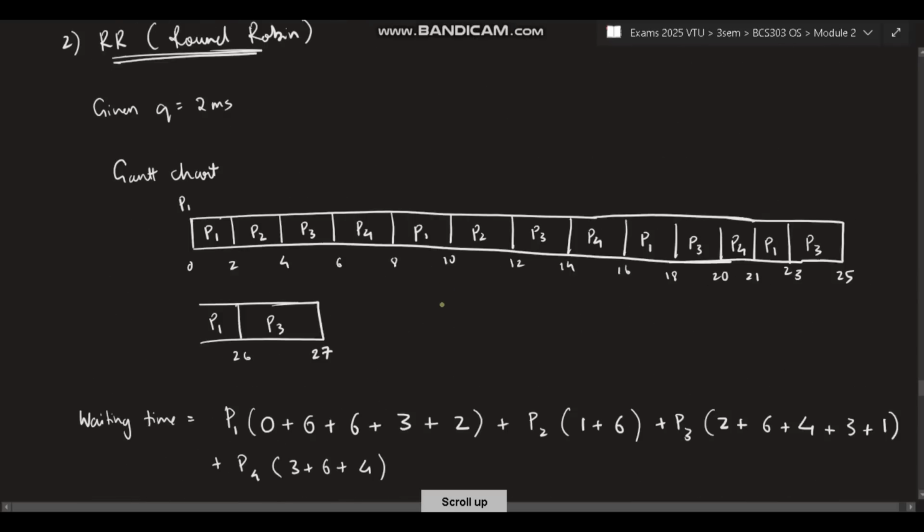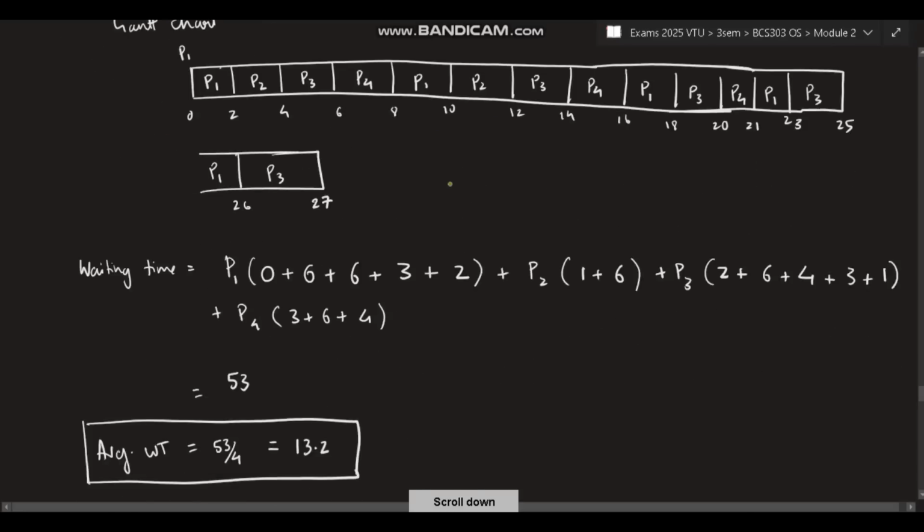Also, round robin depends on the Q value which they have given. If they give 3, the answer will be different because it will execute for 3 seconds, then the next 3 seconds, and so on. So these are some things you need to keep in mind.